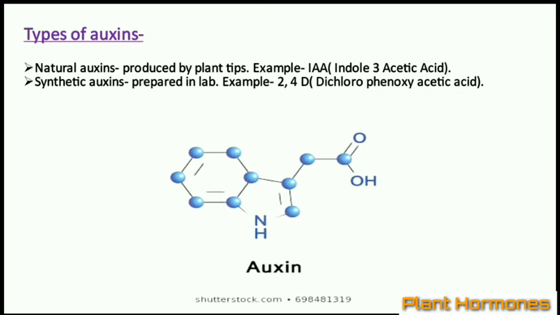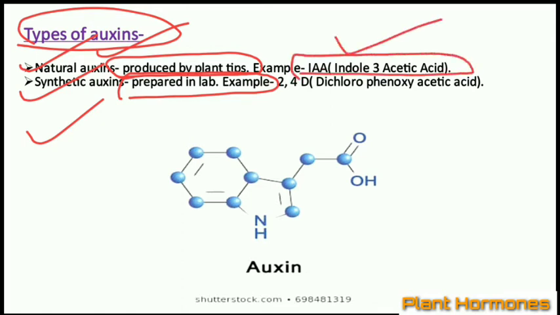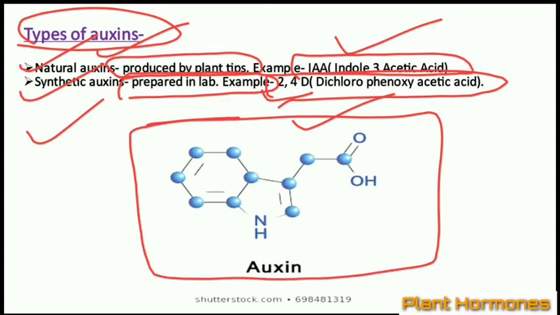Now, types of auxins. You can see here the types of auxins can be of two types: natural auxins and synthetic auxins. When plants produce auxins, they are called natural auxins, and when we produce the auxins in the lab, they are called synthetic auxins. The plant produced or natural auxin example is IAA, that is indole 3-acetic acid, and the lab or synthetic auxin is called 2,4-D, that is 2,4-dichlorophenoxyacetic acid. Hope it is clear. You can see the structure for auxin.